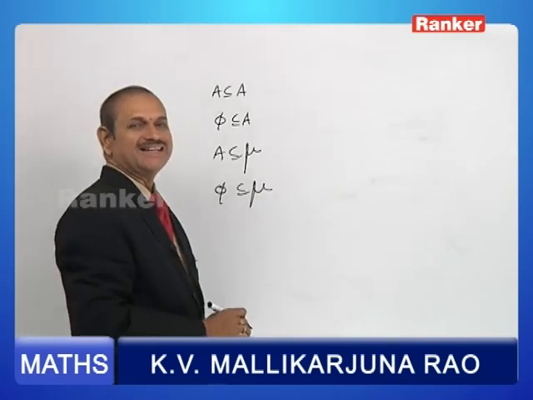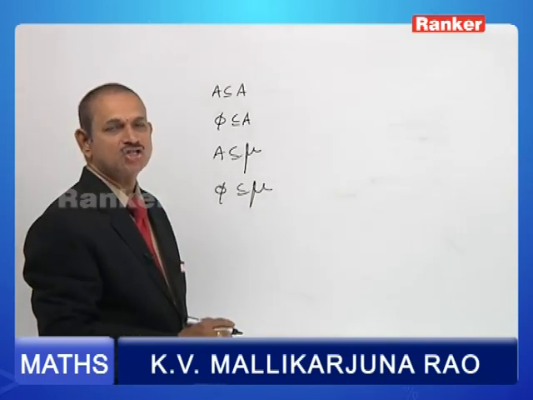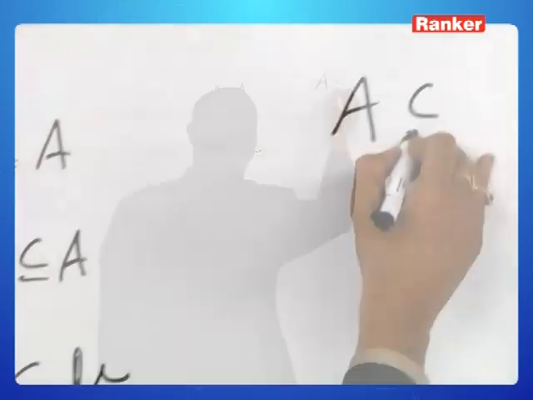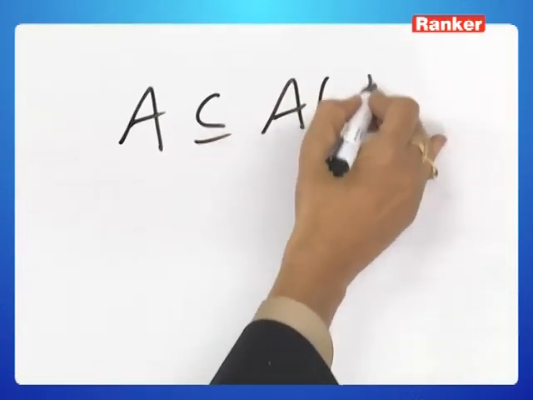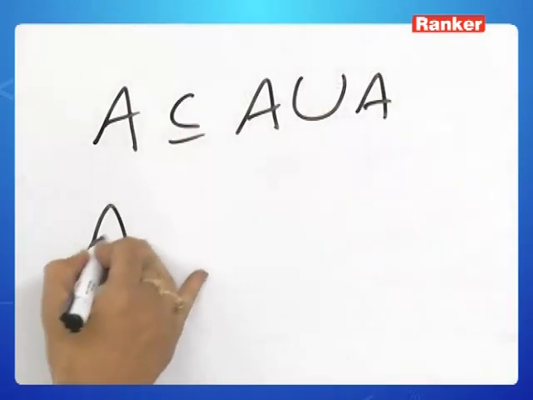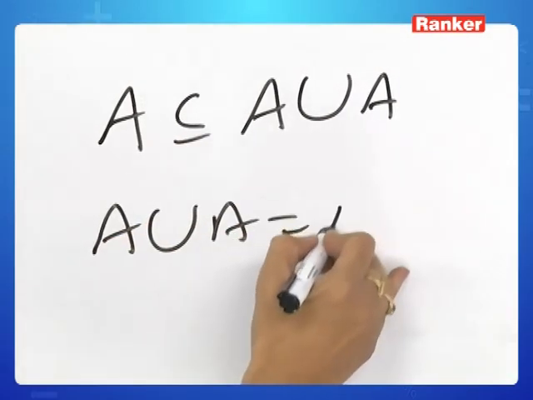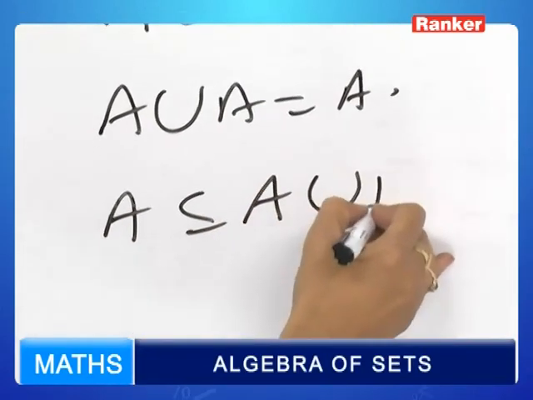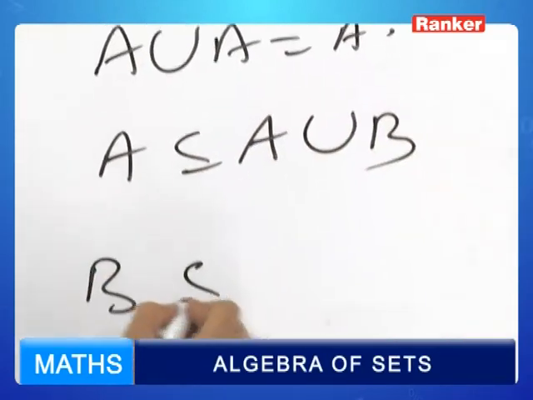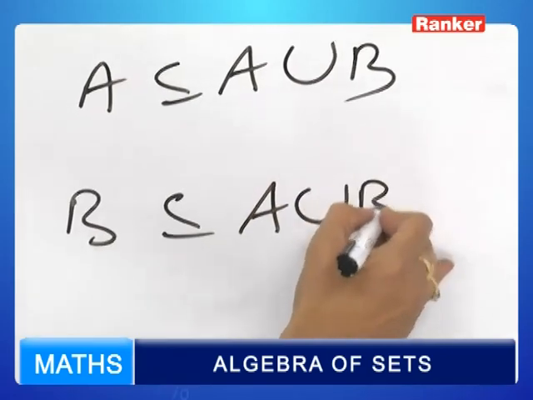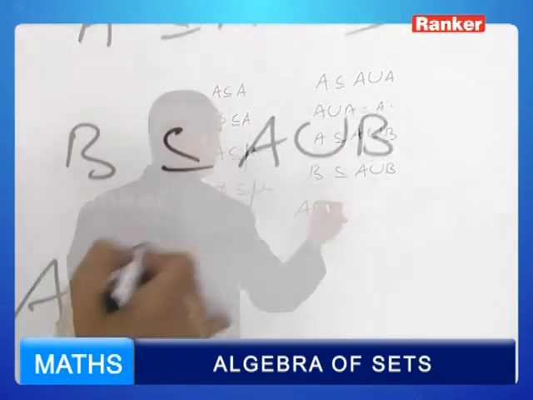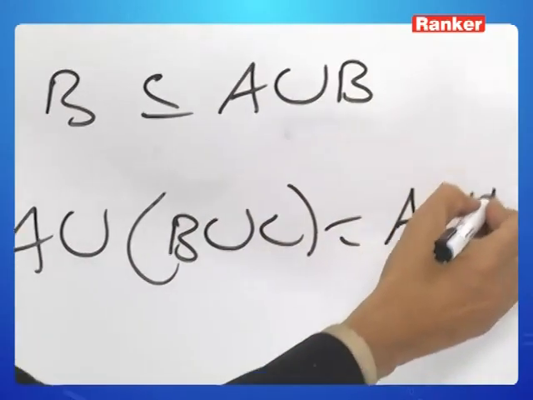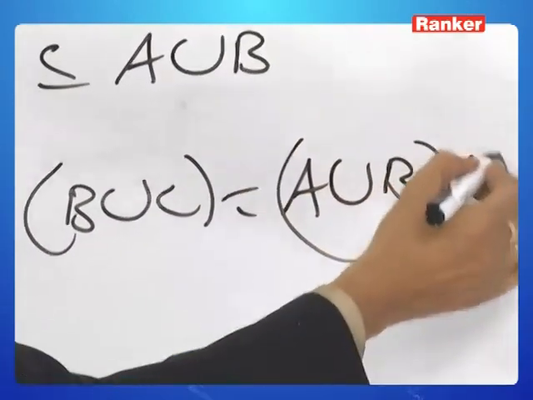Okay, and then the facts in which unions are involved. A is a subset of A union A. Of course, A union A is equal to A. A is a subset of A union B. B is a subset of A union B. A union B union C is equal to A union B union C.